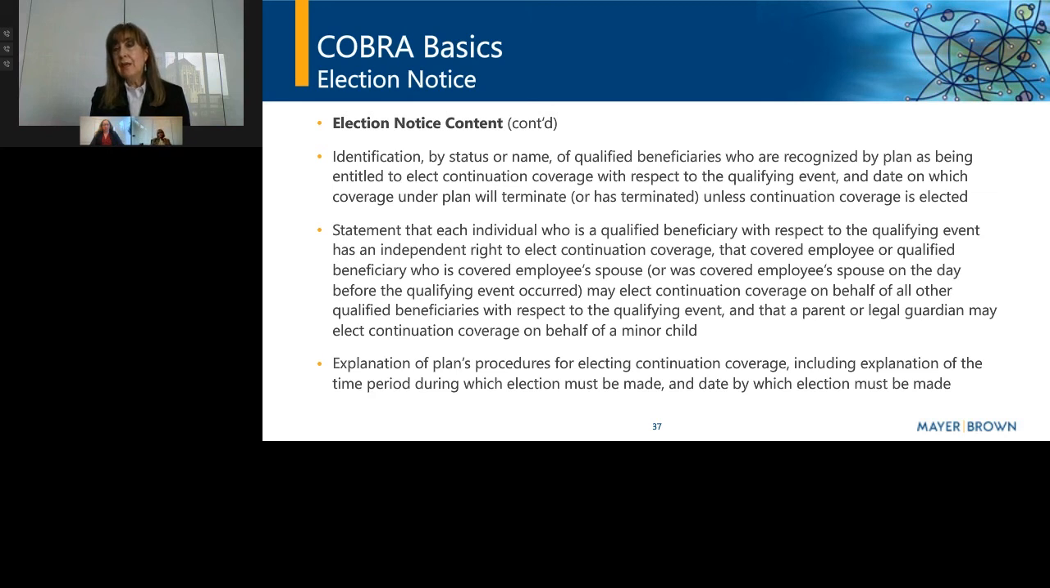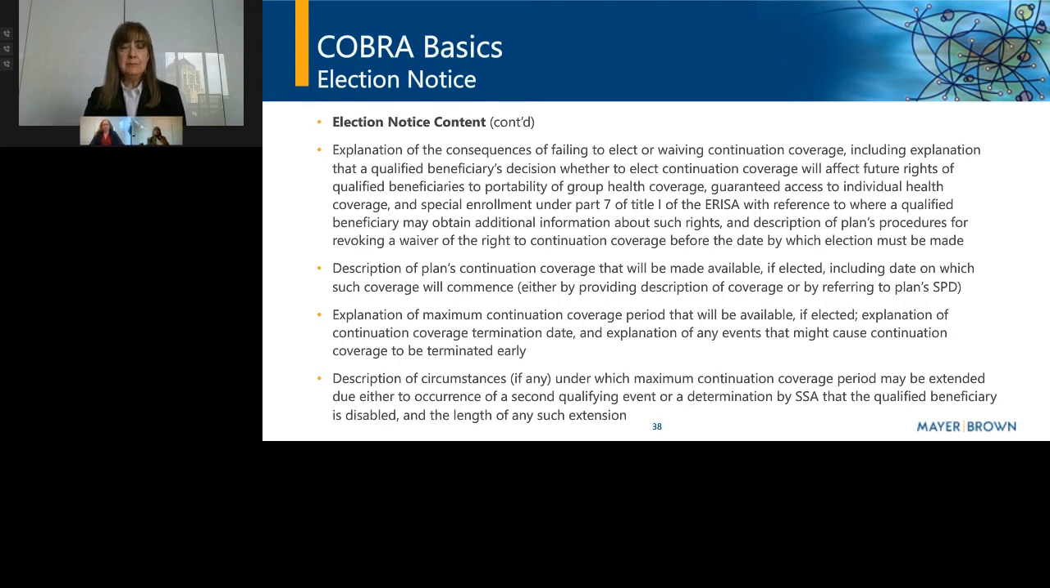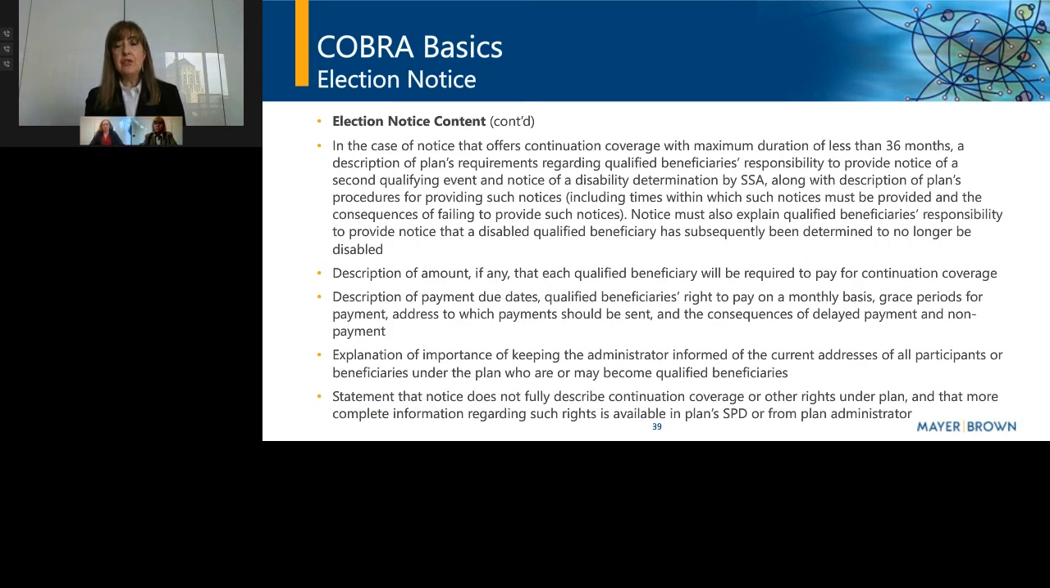You have to indicate the method of electing COBRA, the time frame for doing it, what that involves. You have to describe what the qualified beneficiaries have to do in the way of payment, what it costs, the timing of those payments, both the initial payment as well as subsequent payments, and where those payments have to be sent. You have to explain that there are events that could serve to extend further the initial maximum COBRA periods, which of course those maximum COBRA periods have to be described in the notice as well. And in the end, you have to provide that similar statement about the fact that the notice is not necessarily all-inclusive and that further information can be obtained from the plan administrator or the summary plan description.